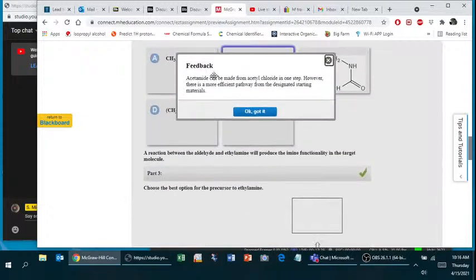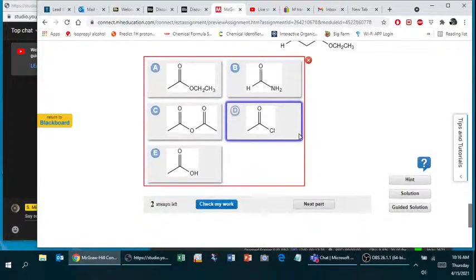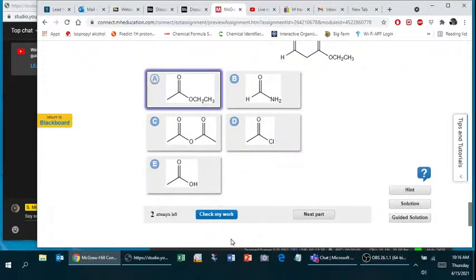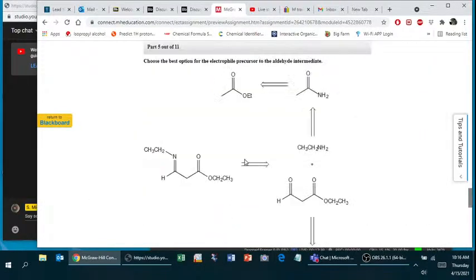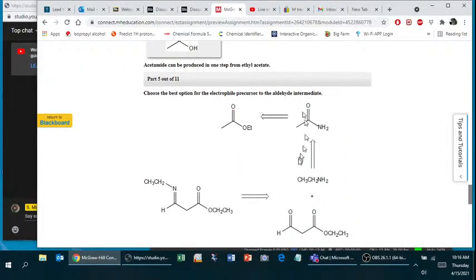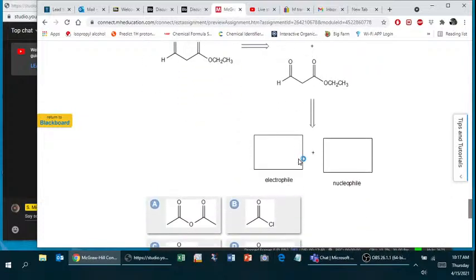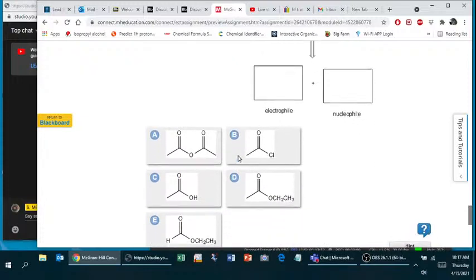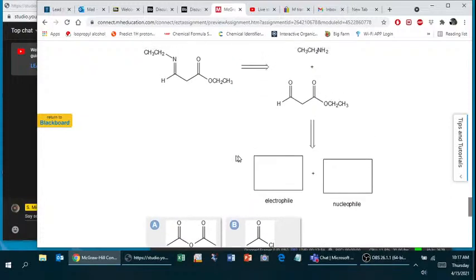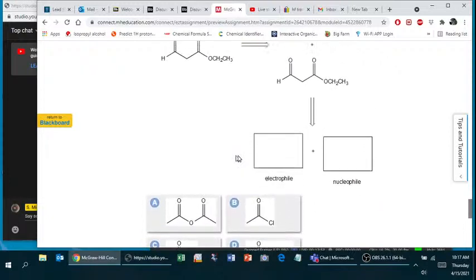So let's see here. Let me guess. I really don't think y'all know what efficient really means. From the designated starting materials. Well, one of these is a starting material, so I'm going to go with A. Oh, that's okay. Choose the best option for the precursor to the acid analyte intermediate. So this, at least, we can start with something we have. So this is the electrophile. This is the one that's most positive.